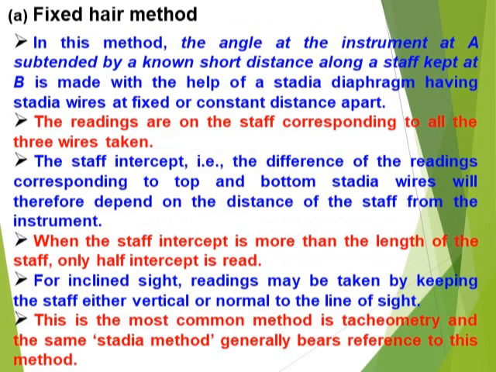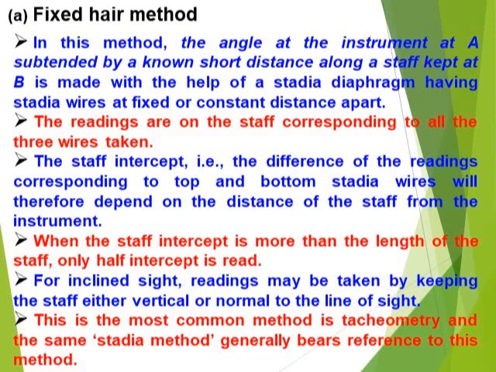Now coming to the fixed hair method. In this method, basically the angle at the instrument at A subtended by a known short distance along a staff kept at B is made with the help of a stadia diaphragm having stadia wires at a fixed or constant distance apart. The readings on the staff corresponding to all the three wires are taken.